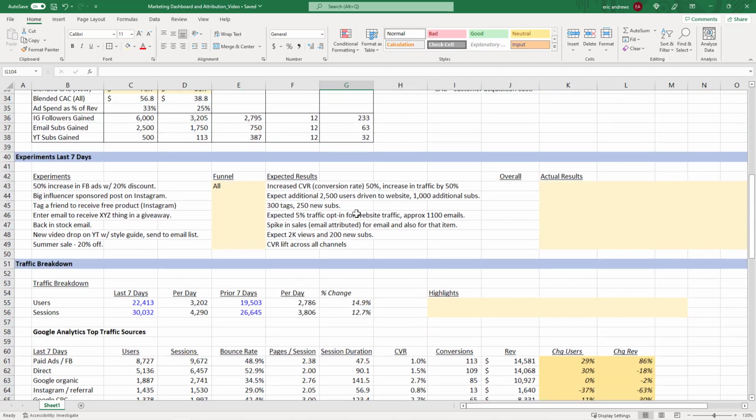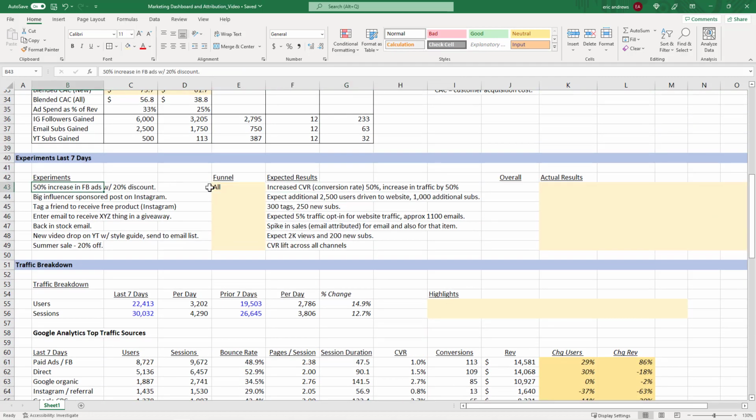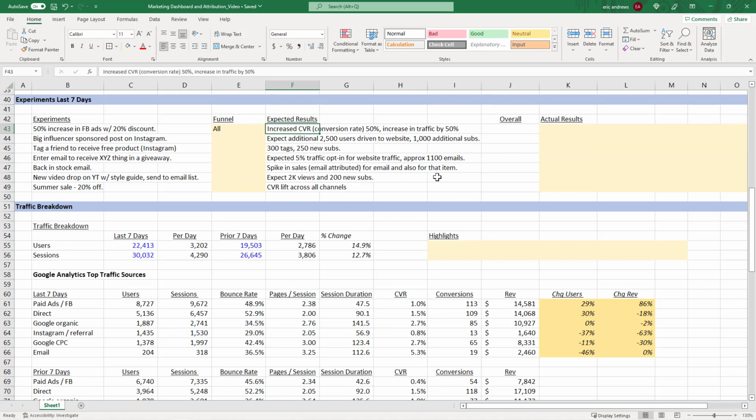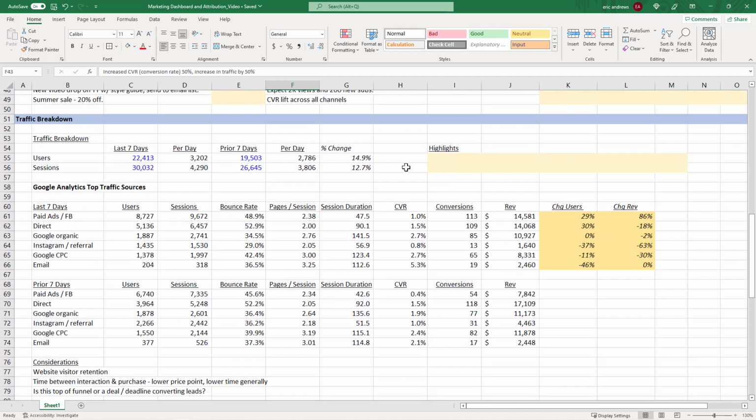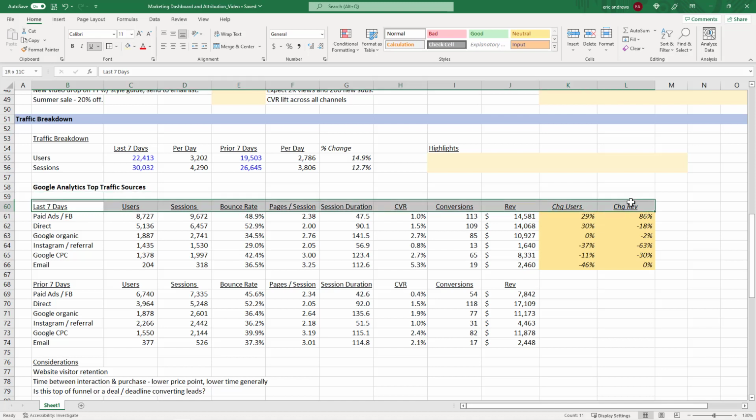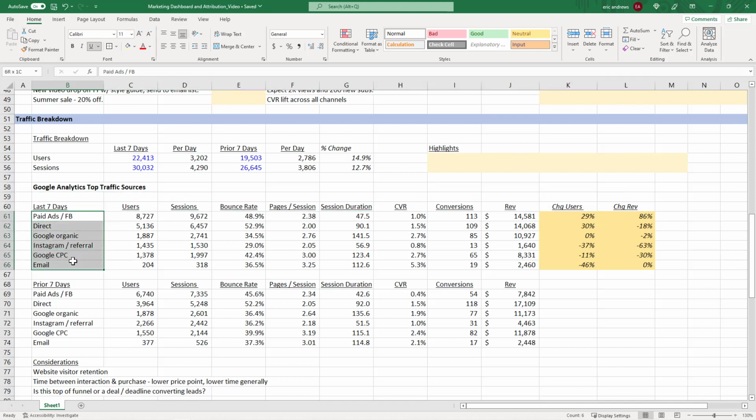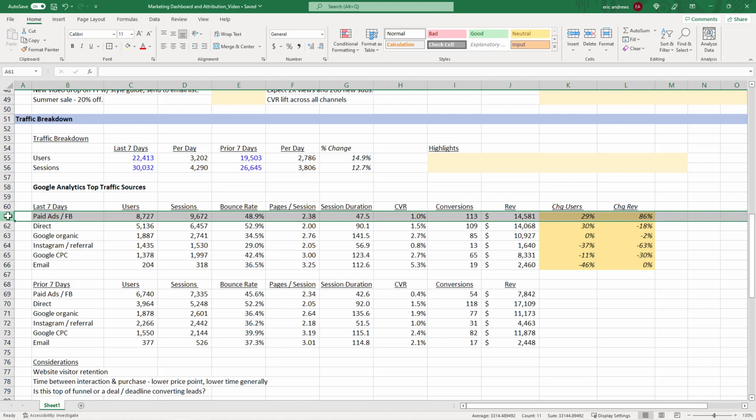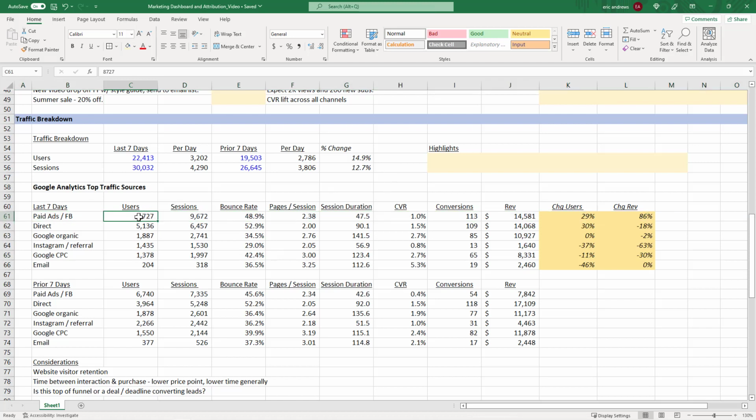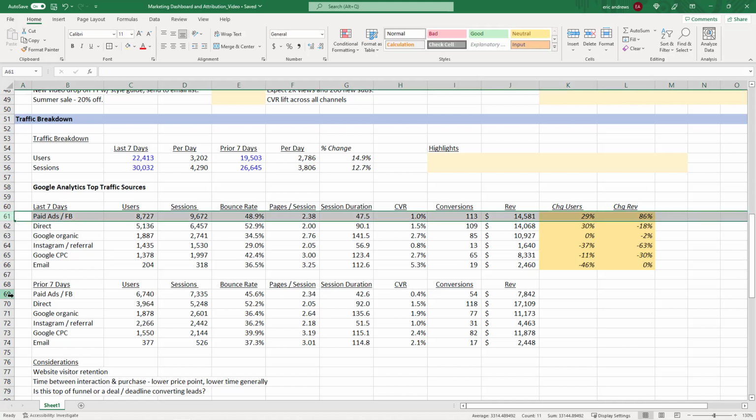So if we ran this discount on the Facebook ads, we want to see that we increased traffic by 50%. In this area here, you can see this is prior 7 days, and I included, let's just say that this business has only 6 traffic sources. Probably would have more, but just to keep things relatively straightforward. And so paid ads, Facebook, if we look here, we see that our users we have over the last 7 days, and this is the prior 7 days.